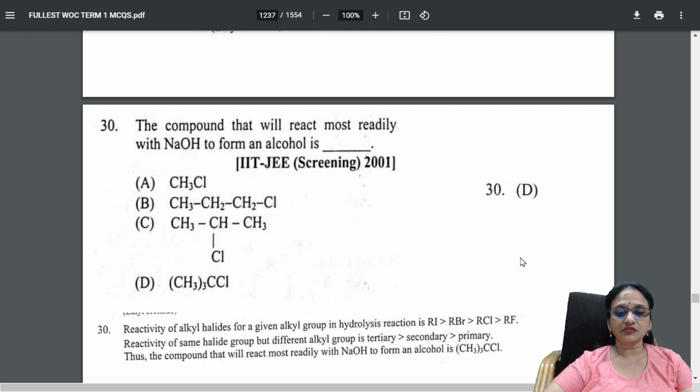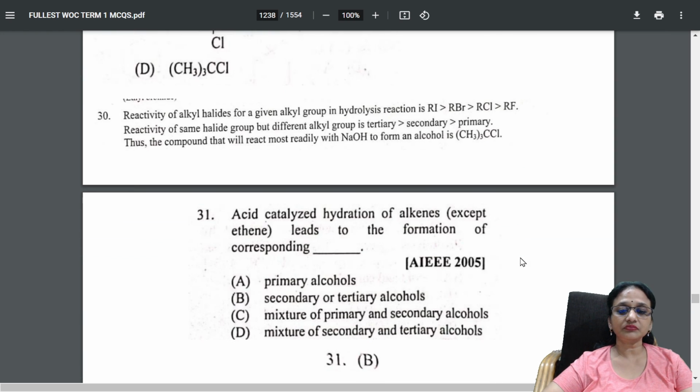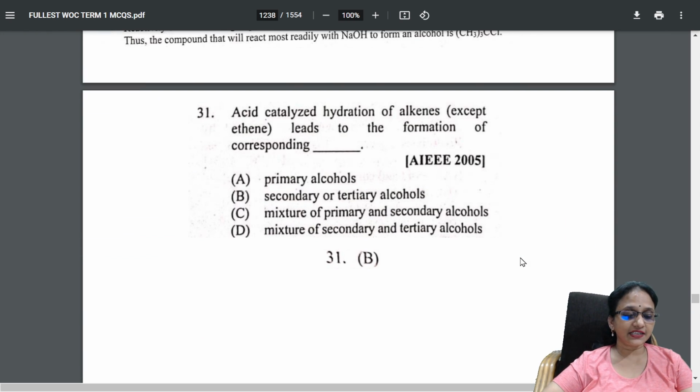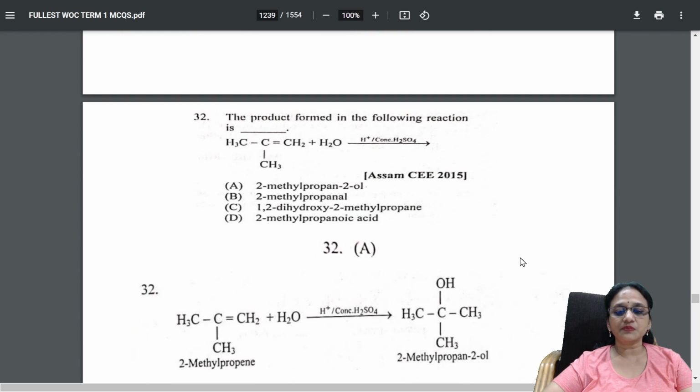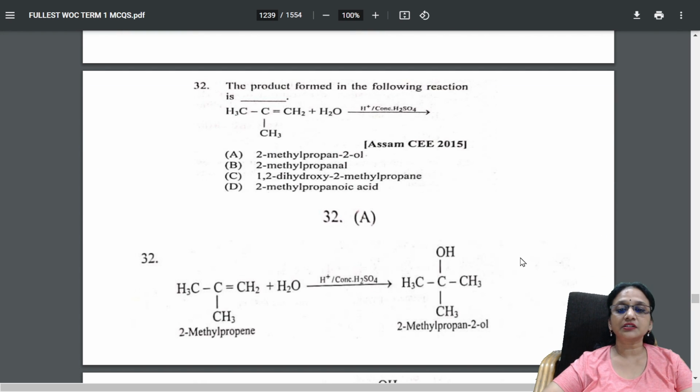Reactions are also listed. This is a question given in the IIT screening. It's a very easy question, students, because if you know the concept, you can easily answer this. Next comes acid catalyzed hydration, very important. Then comes your product. They have given you a reagent. Check for the reagent. What is that?